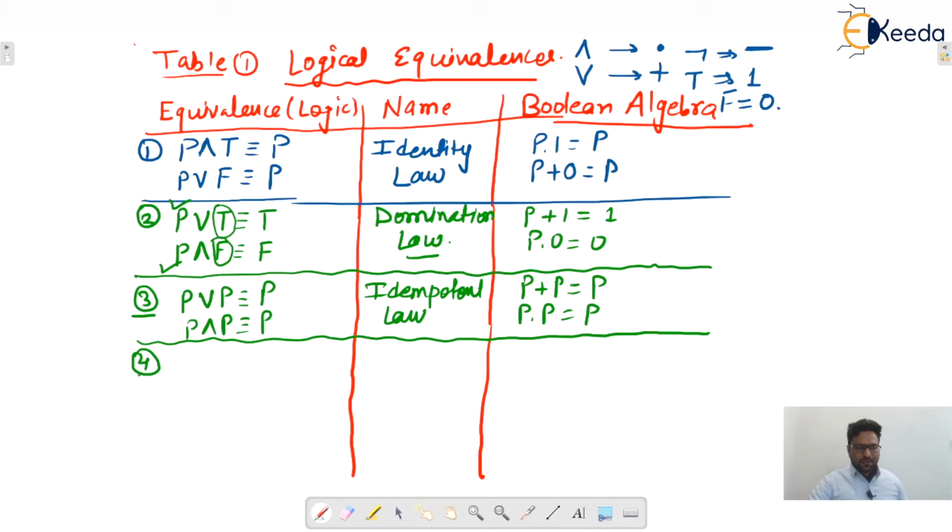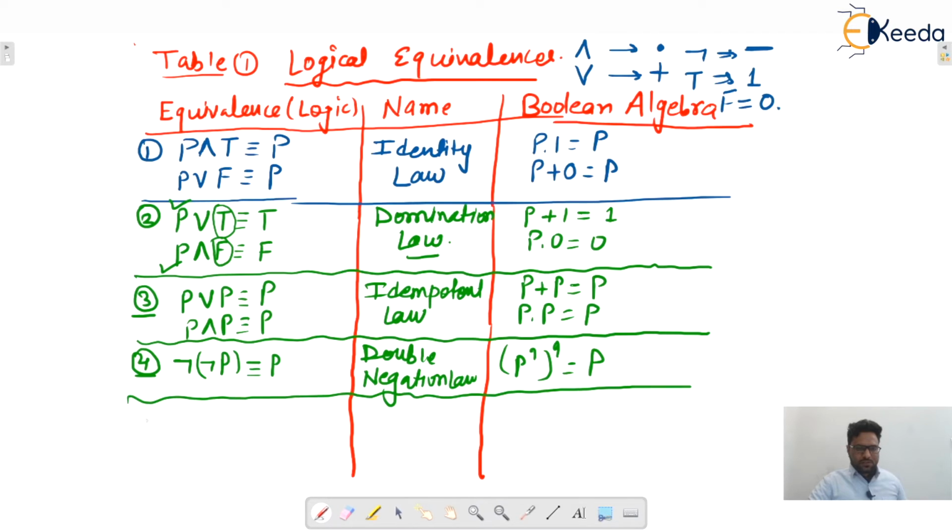Let us consider the fourth one, that is the double negation law. The negation of a negation will be the original. So we can say that this one is your double negation law, isn't it? Similarly, the P complement can be written in Boolean algebra with a bar or a superscript. So we can say that the double complement is P only. Next one, the fifth one, we can write down the fifth one also.